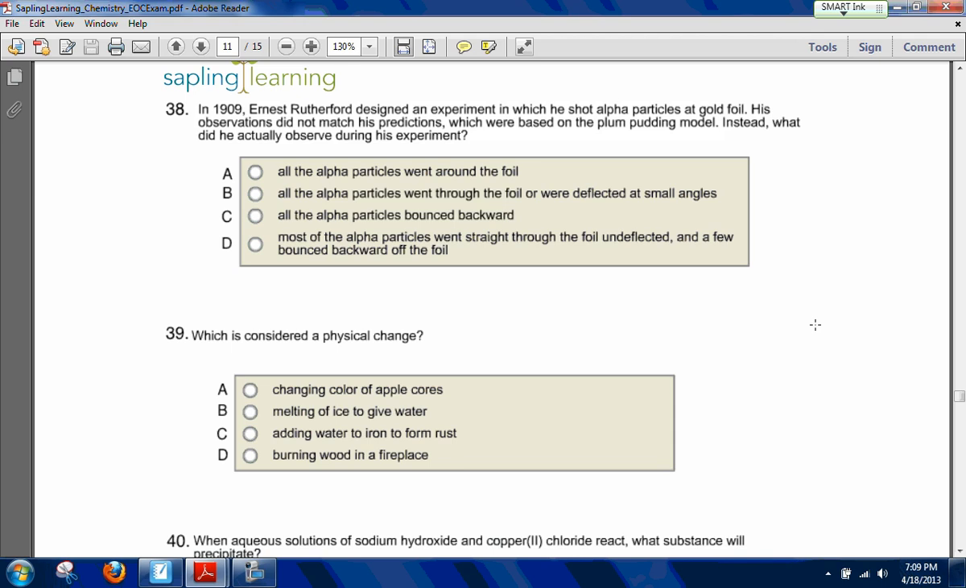All of the alpha, most of the alpha particles went straight through the foil, and a few bounced backward off the foil. Now that's because atoms are, again, mostly empty space, but they are not completely empty. So it would never be in all of the alpha particles. Answer is D.